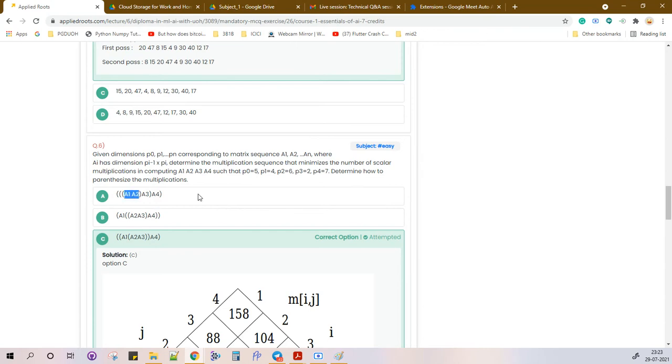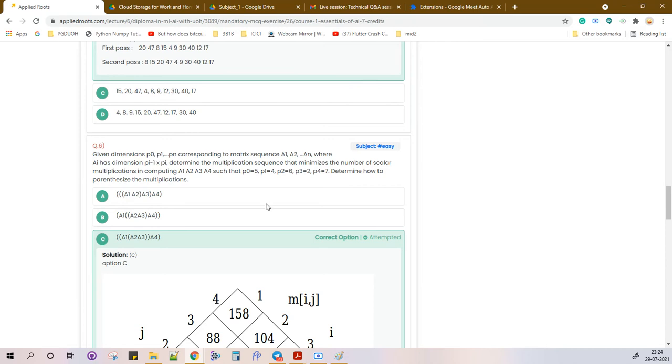So, what is the cost of A1, A2? Actually, we don't need anything. A1, A2, it is nothing but 120. Now I need to multiply the answer of A1, A2 and A3. So it would be nothing but 5 multiplied by 6 multiplied by this 2, so 35. Am I doing it right or wrong? I think we can skip.